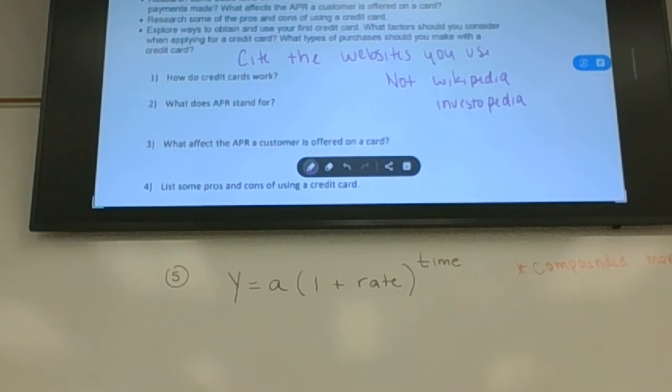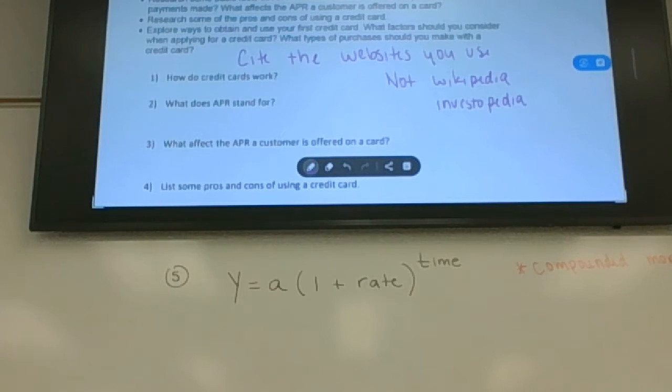So I wrote the formula. That's the one that we did, the exponential growth. But you have to look into your notes, look at your workbook. What does it mean to be compounded monthly? No, it says to write an equation.